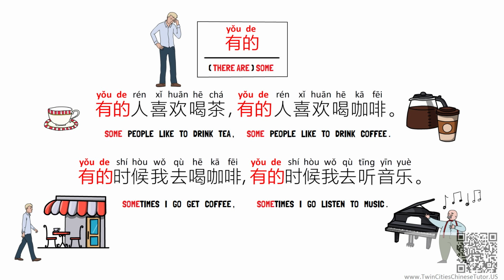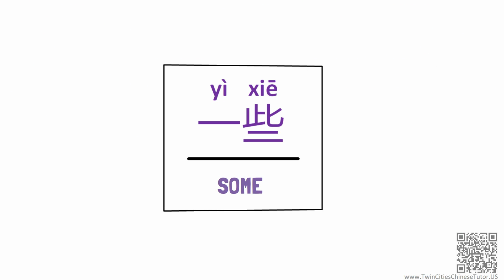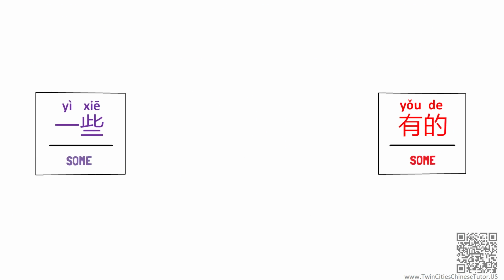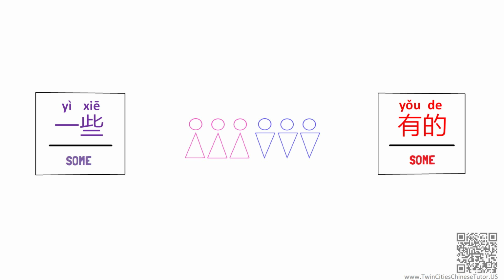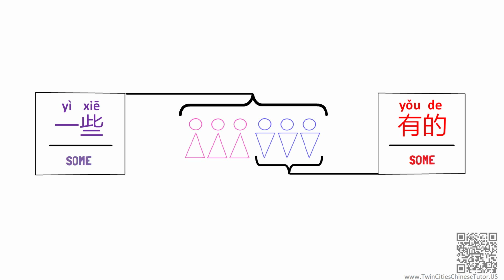Great! But I have learned another some in Chinese, 一些. Are they the same? Actually, they are not. Even though they can both be translated as some, 一些 is used to emphasize the quantity of the noun, while 有的 is used to emphasize the portion.